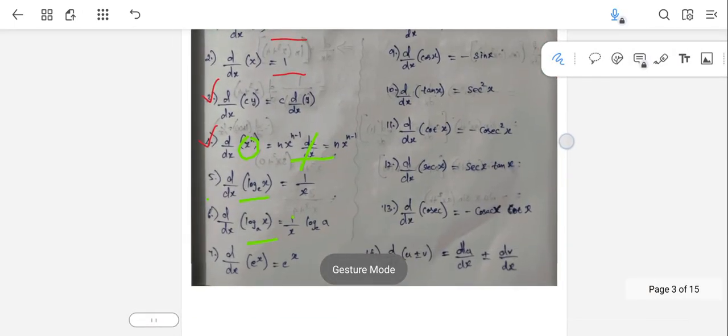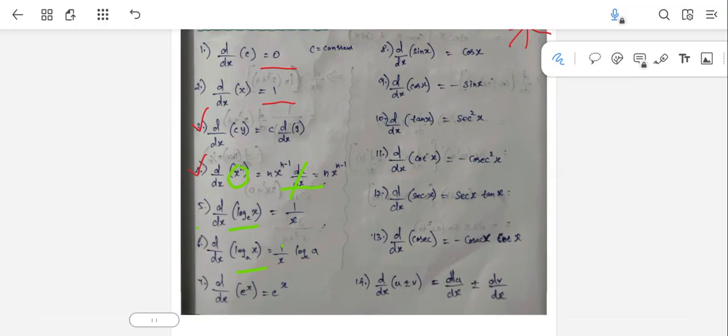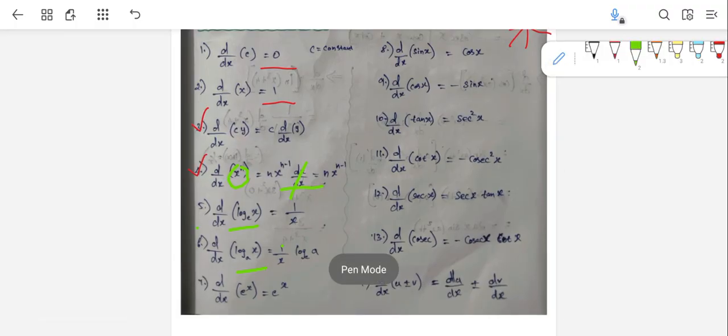Okay. So let's complete this balance thing also. Then we can go to these equations. As I told you.